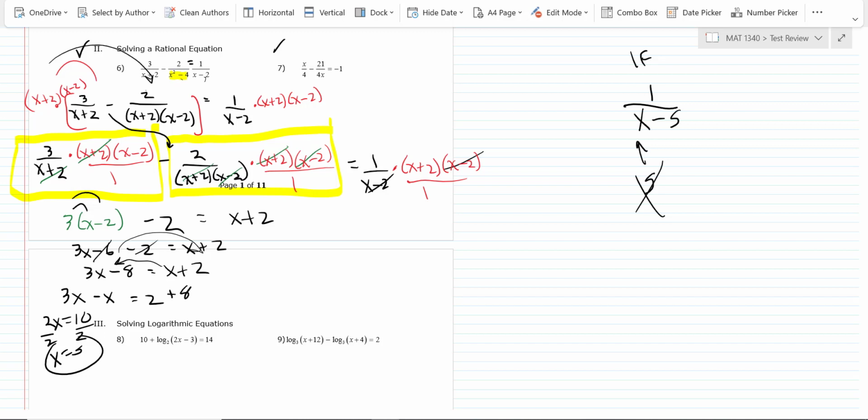Okay, does that look familiar? I hadn't done that in a long time. Does that look like something you remember doing? Yeah, okay, yeah, we did. Okay.